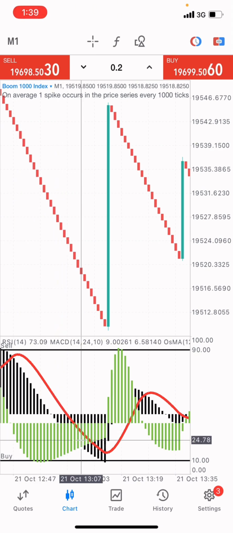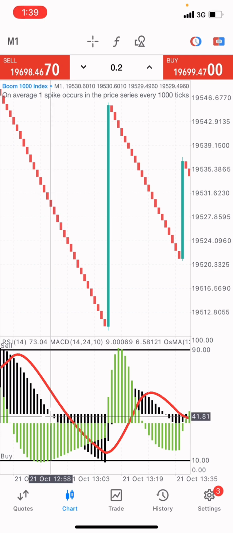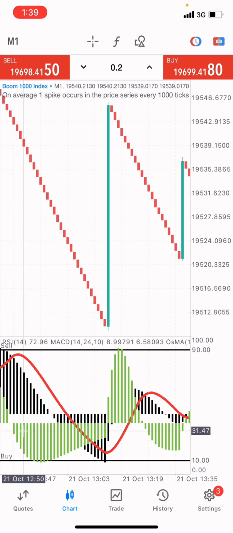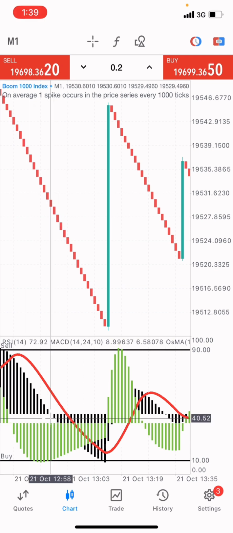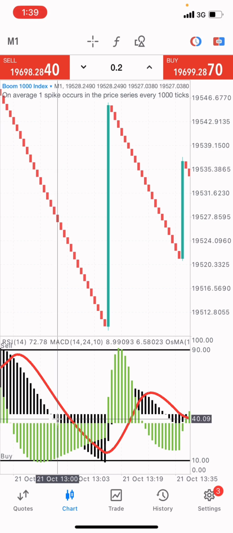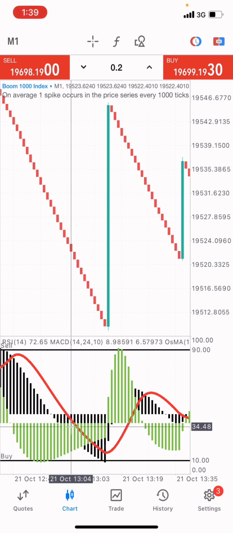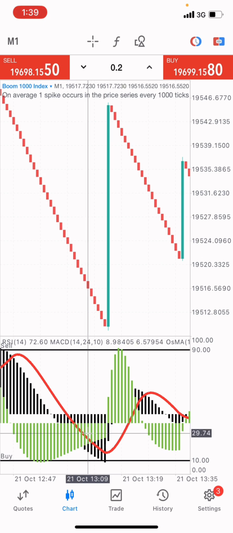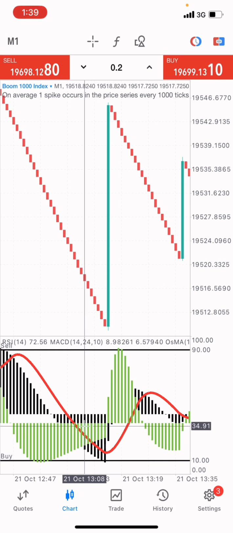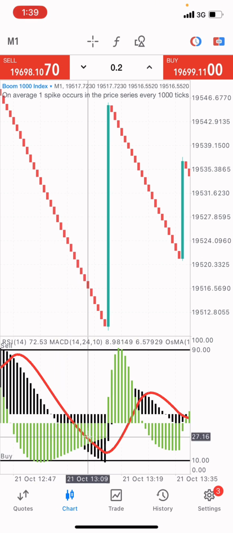Now what you do right here is to wait, to observe until the moving average has started creating a downward trend. And when you see that the moving average has started creating a downward trend, then you wait, you observe. When the MACD has started creating a downward trend, you wait until the MACD has started creating a downward trend.